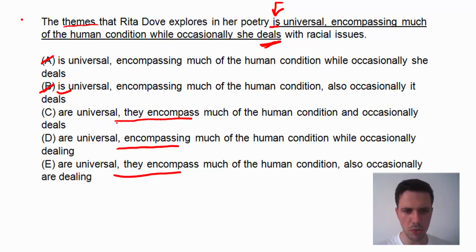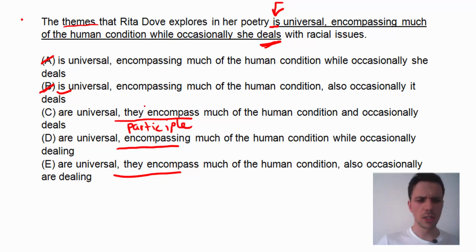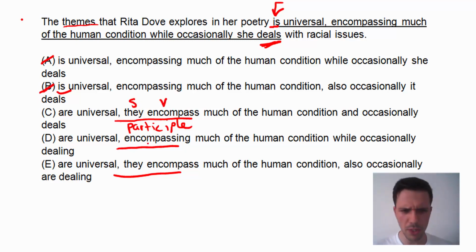And so we have two options. We have they encompass, so we have a pronoun they and encompass a verb, or what we can use is a participle, encompassing. So what's the difference here? Well, they encompass gives us a subject and a verb, whereas a participle gives us an adjective. And so how would we know which one is right, which one is wrong? So we need to think about sentence structure here.